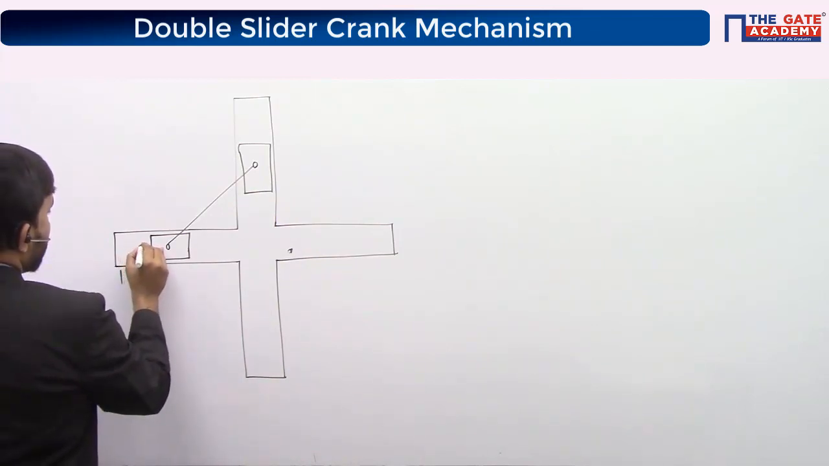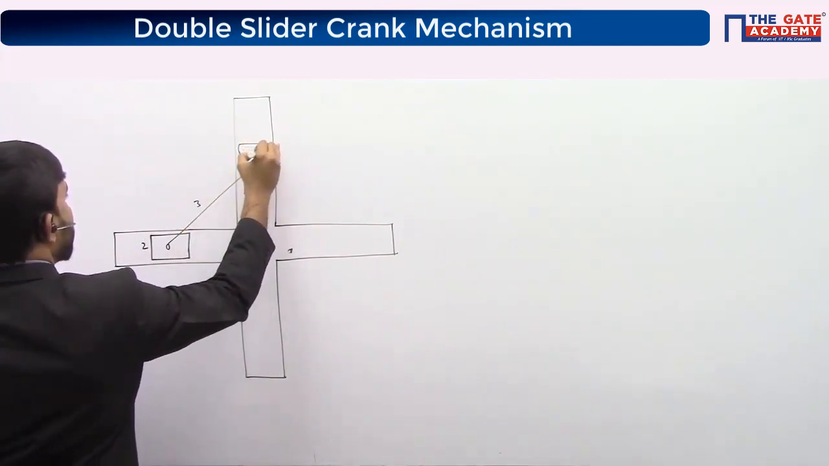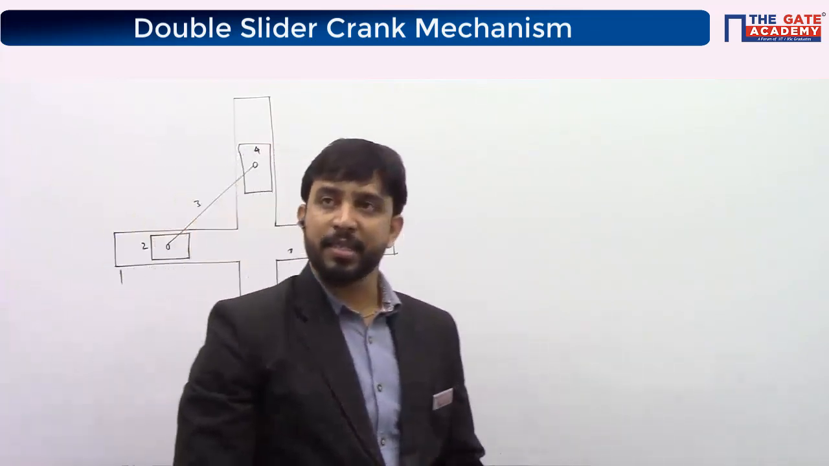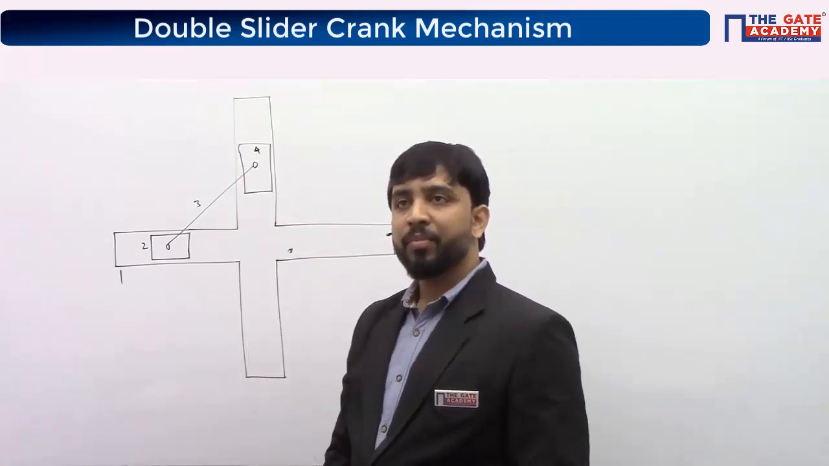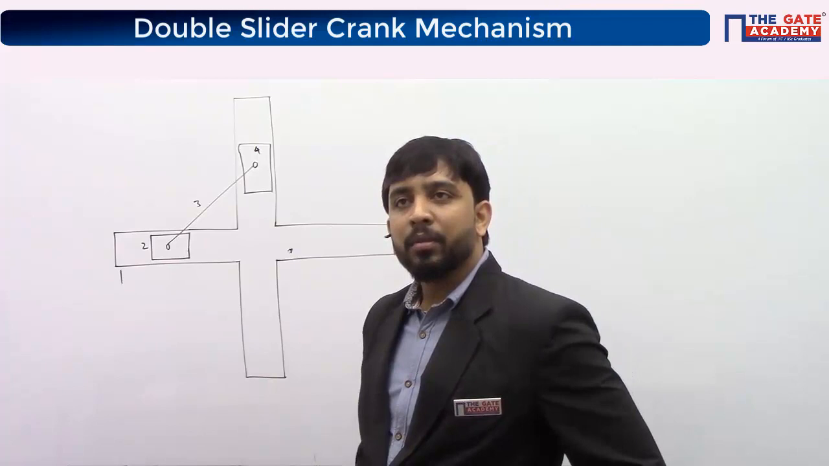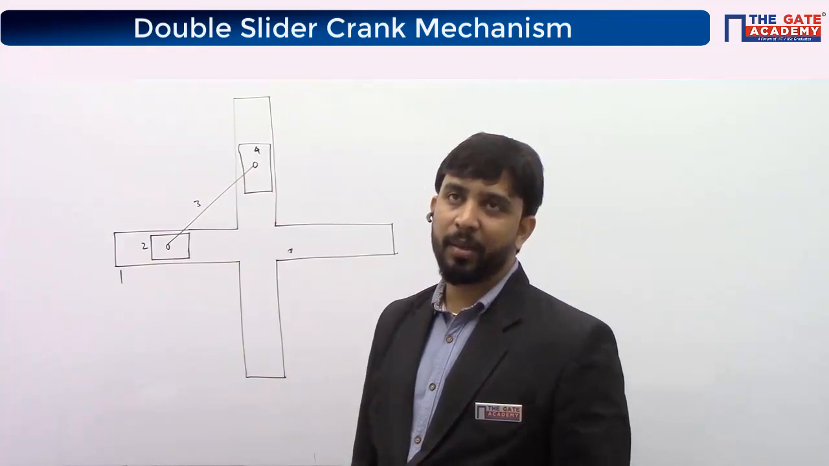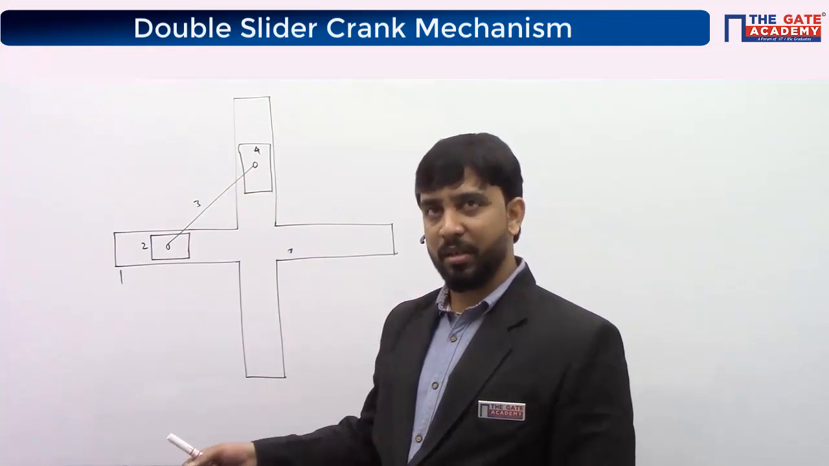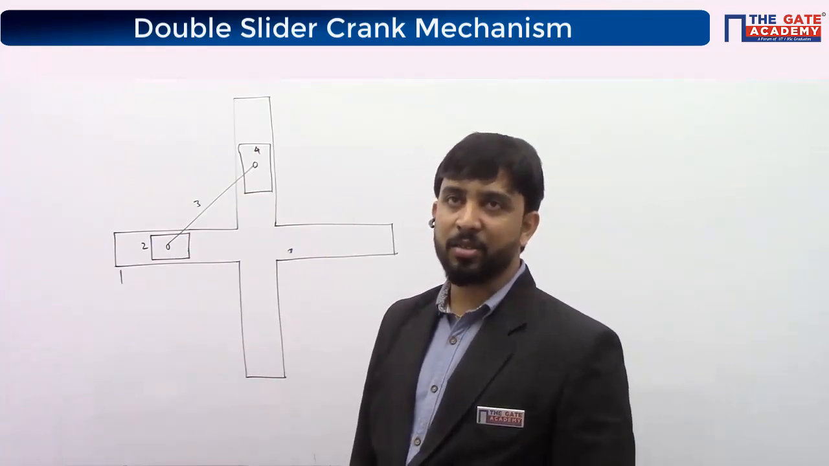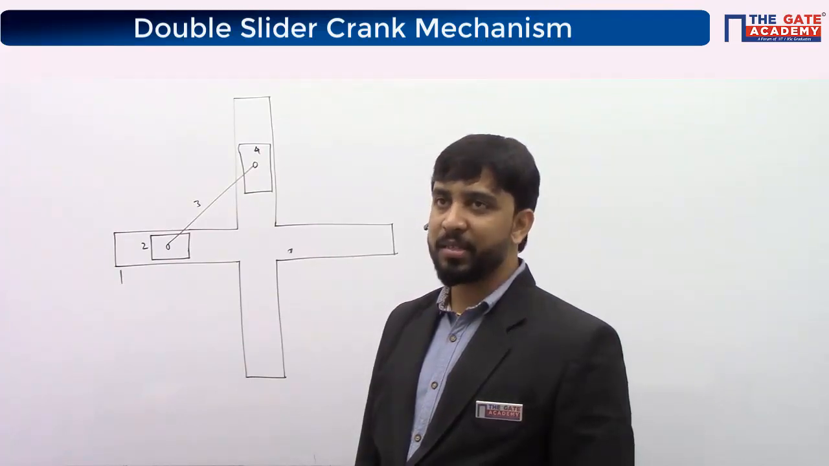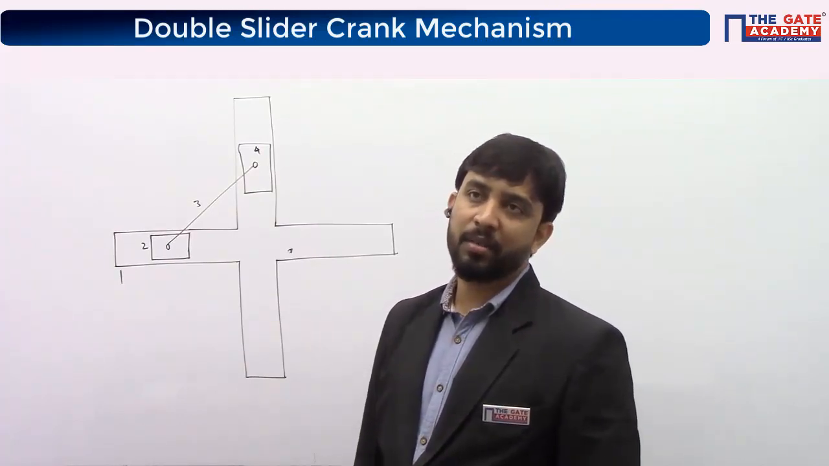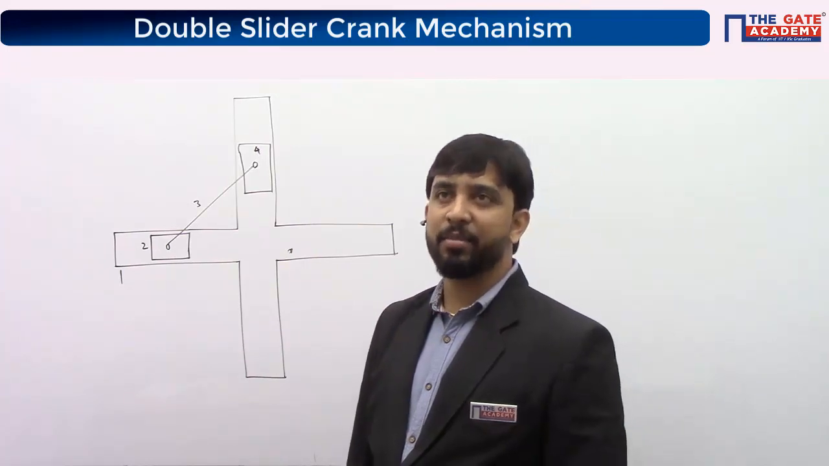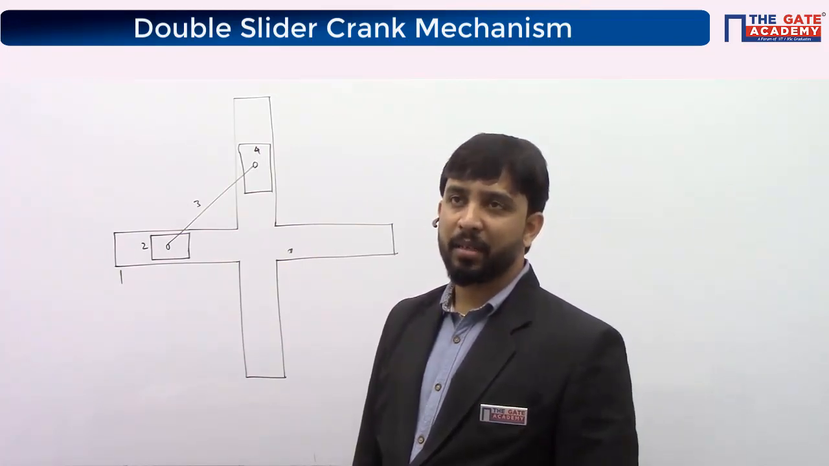This is link number 1, this is link number 2, this is link number 3, and this is link number 4. This is a double slider crank chain. Grashof's law is only for four bar chains, so we don't talk about Grashof's law here in these slider cranks. If your mechanism has a slider, there will always be a crank by default. Slider crank.